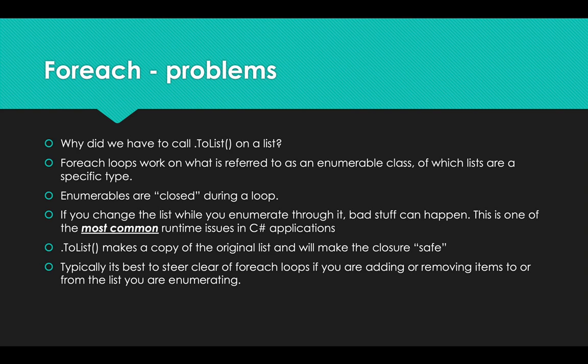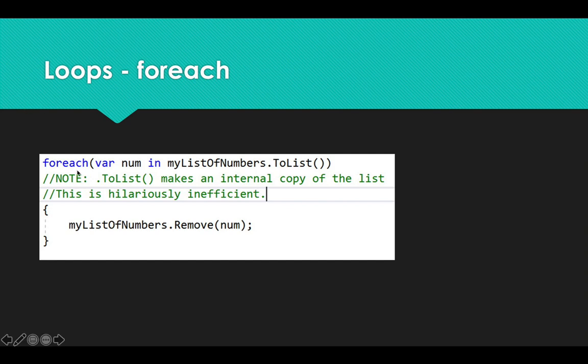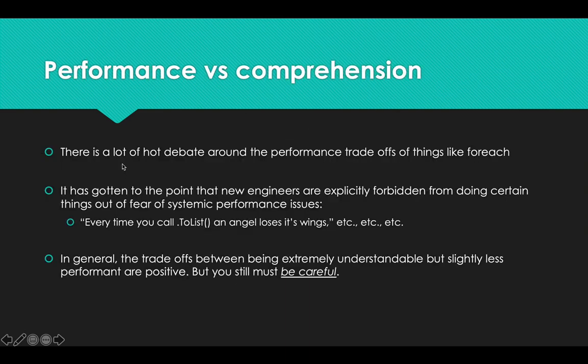So foreach loops work on what is called an enumerable. And so what's happening is we are going through that list piece by piece, and we are taking each element at the next index, and we are storing that into the variable that we have defined in the parameters of the loop. So here we've got this temporary variable called num, and for each subsequent element of my list of numbers, we're going to take that element and stick it into this temporary variable.